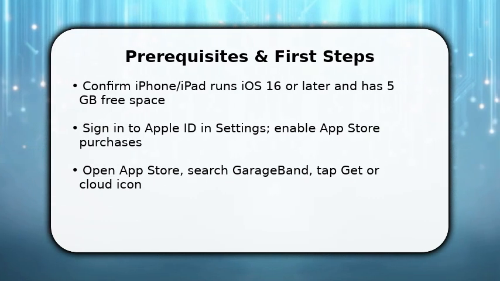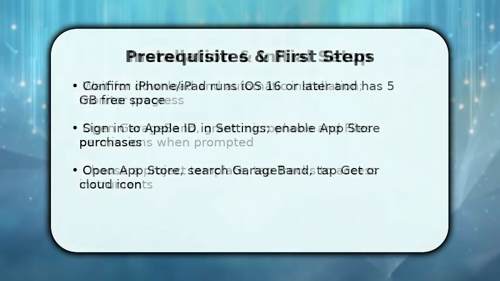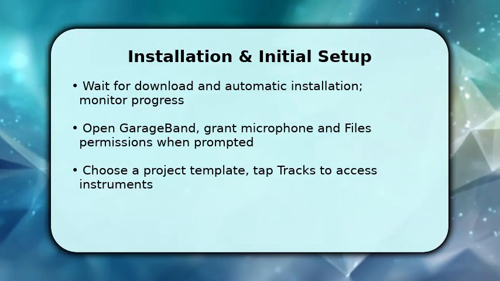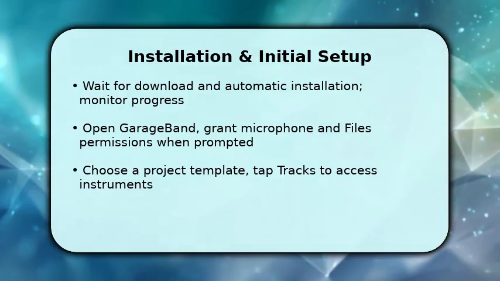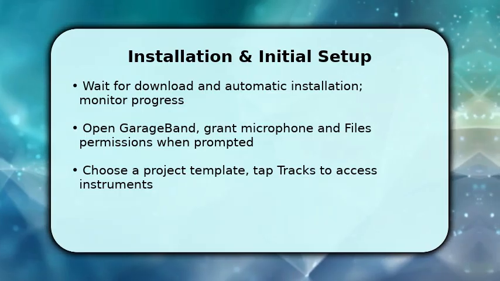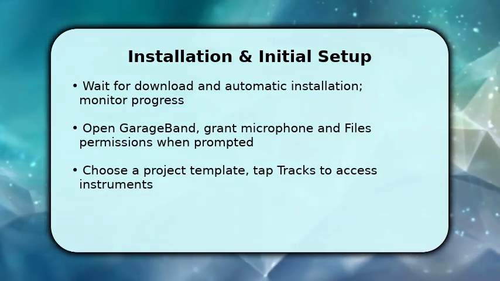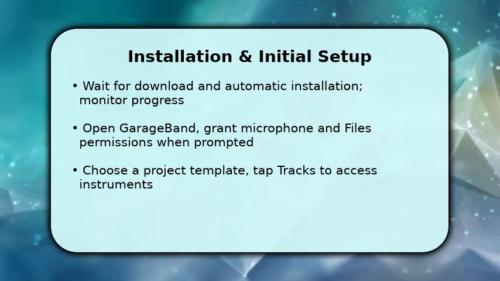Once the download finishes, GarageBand installs automatically on your home screen. Tap it to open. You'll be asked to grant microphone and files access. Allowing saves and recordings is essential for full functionality. After permissions, pick a project template like keyboard or drummer to get started.